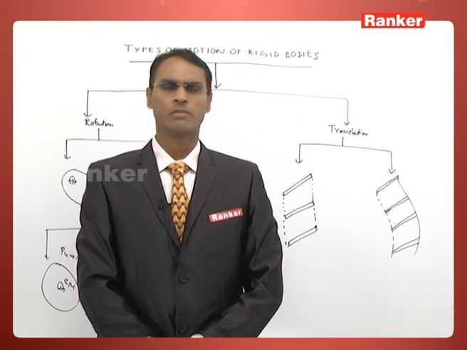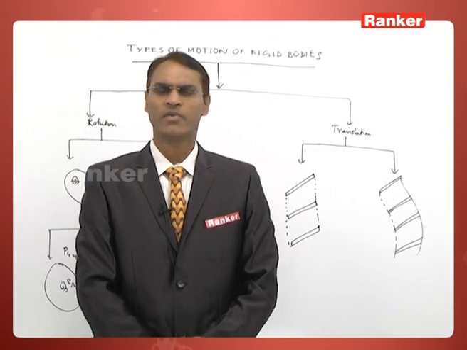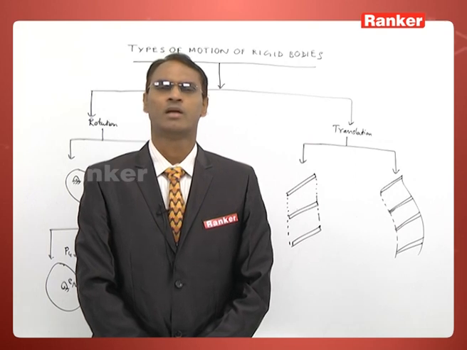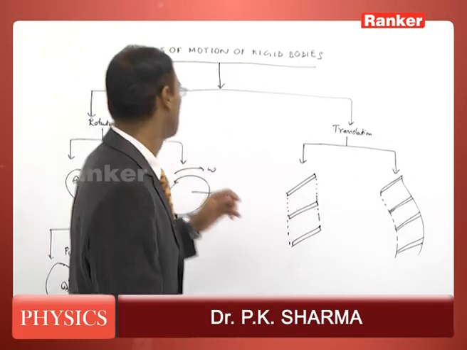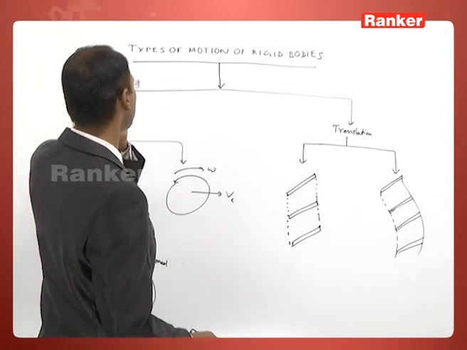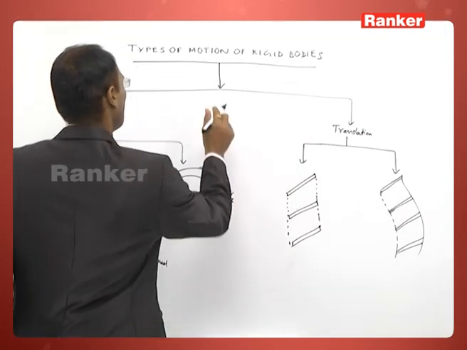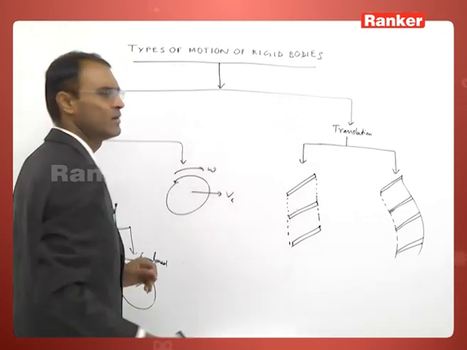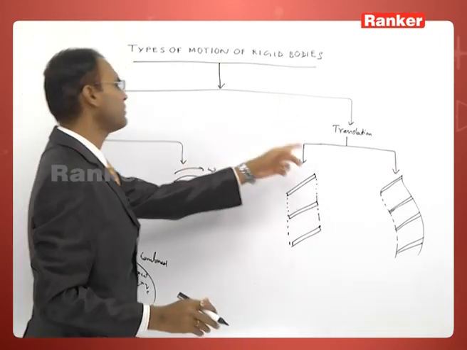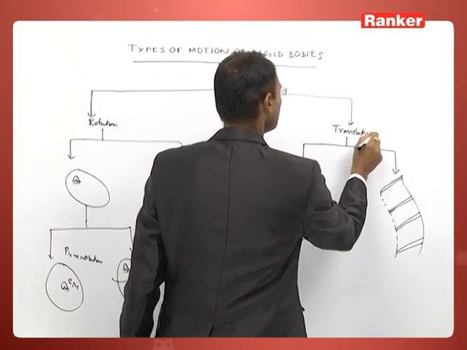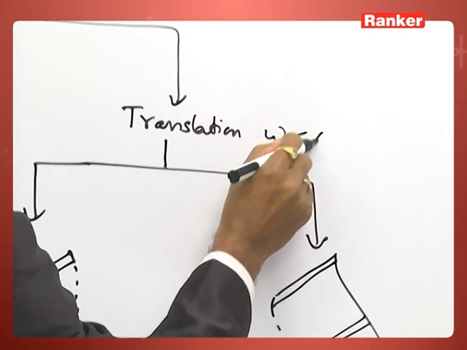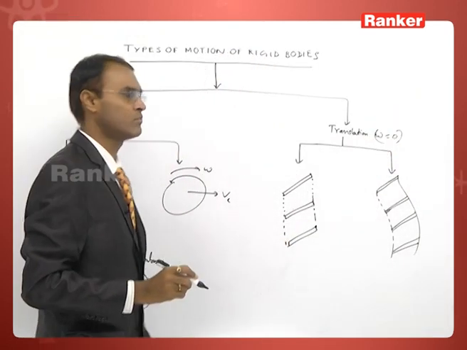Last class we talked about different types of motion. This is the time to recap all the things I talked about: types of motion of a rigid body. I divide the motion of the rigid body into two types. One, translation, pure translation, when the angular velocity of the rigid body is 0.